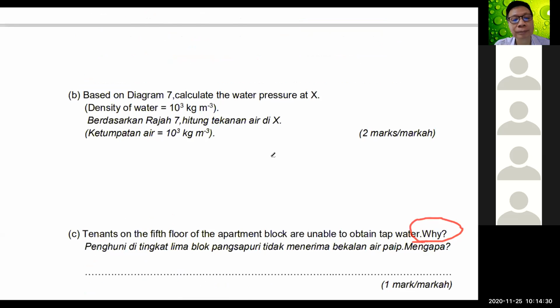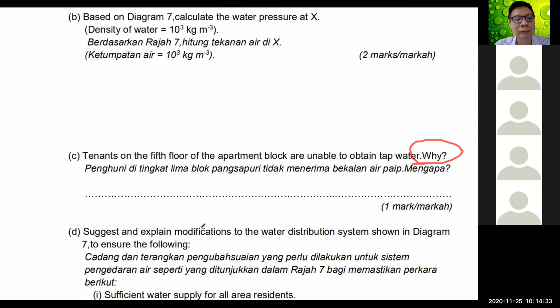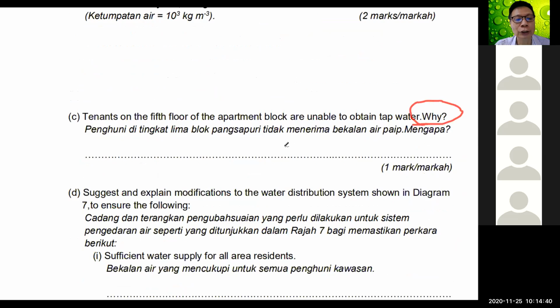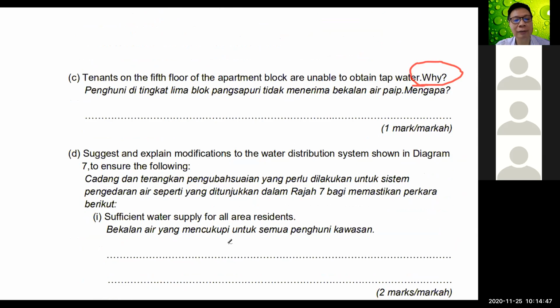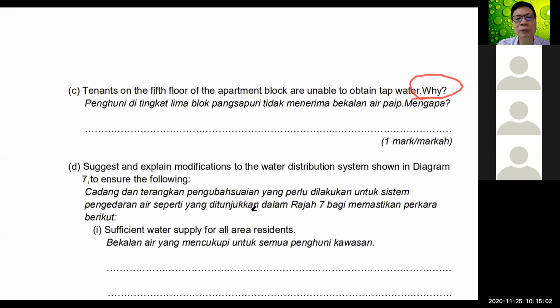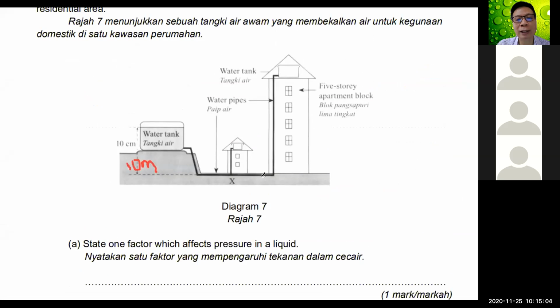Okay, next. Suggest and explain a modification to the water distribution system to ensure sufficient water supply to all areas. So what is our modification here? Suggest and explain the modification to the water distribution system in the diagram and make sure the water supply is sufficient to all areas. So what you must do, you can see here, what you can do.